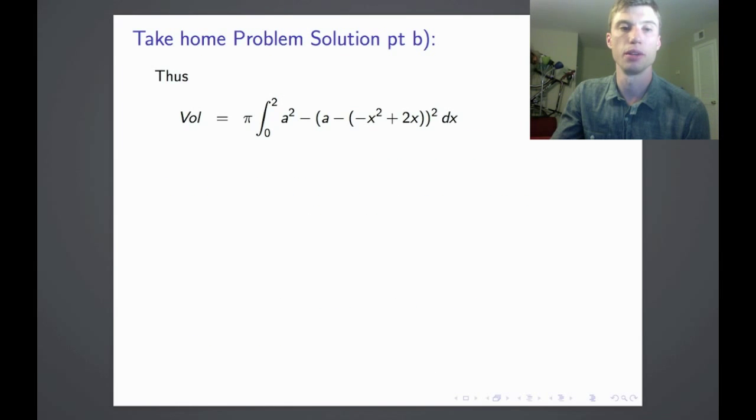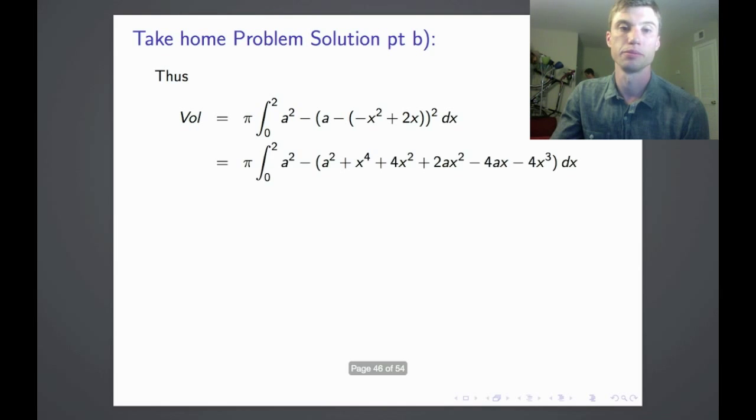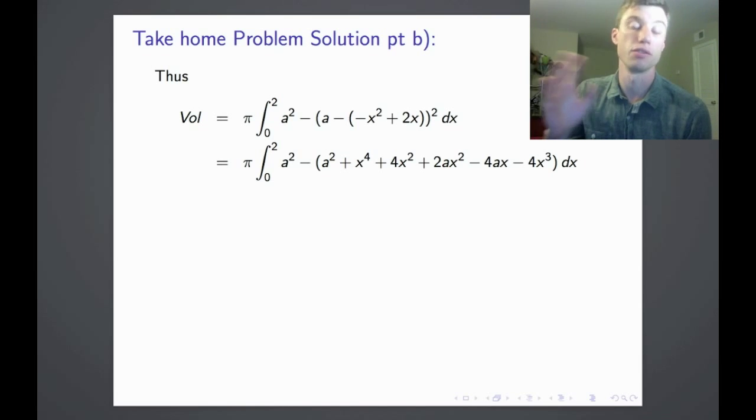So our volume is given by pi times the integral from 0 to 2 of a squared minus the quantity a minus negative x squared plus 2x, squared. And we're integrating with respect to x. So there's some algebra here. You need to carefully square the second term. After you carefully square the second term, you have a squared plus x to the fourth plus 4x squared plus 2ax squared minus 4ax minus 4x cubed dx.